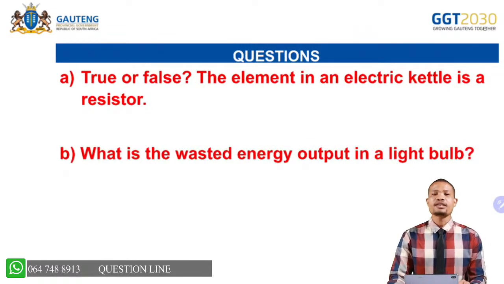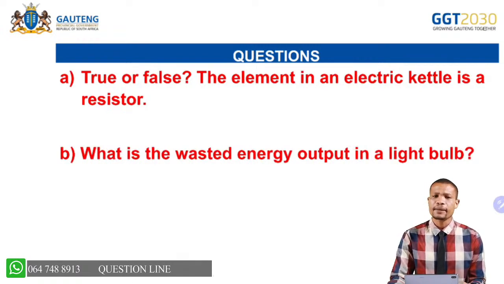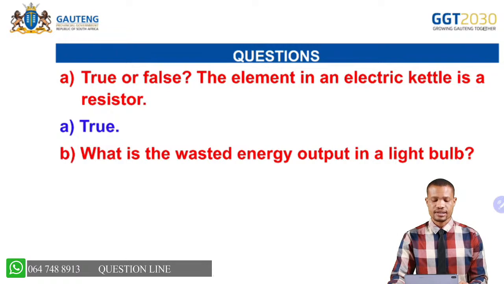All right, learners, I hope you were able to work through those 2 easy questions. Now, without any waste of time, let's discuss the answers to these questions together. Right, first question, true or false? The element in an electric kettle is a resistor. What do you think? I'm very interested in your answers. Yes, that is correct. It is indeed true. The element in an electric kettle is a resistor. B, what is the wasted energy output in a light bulb? Anyone?